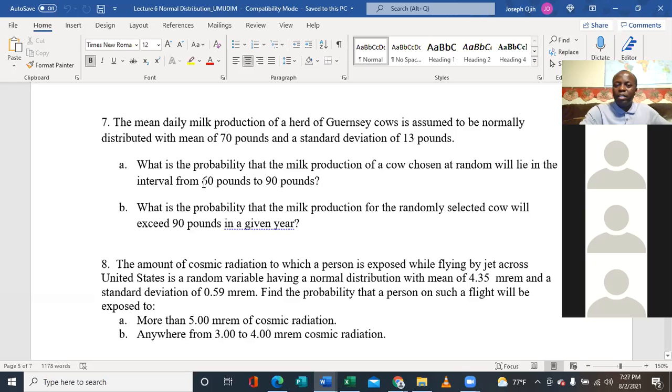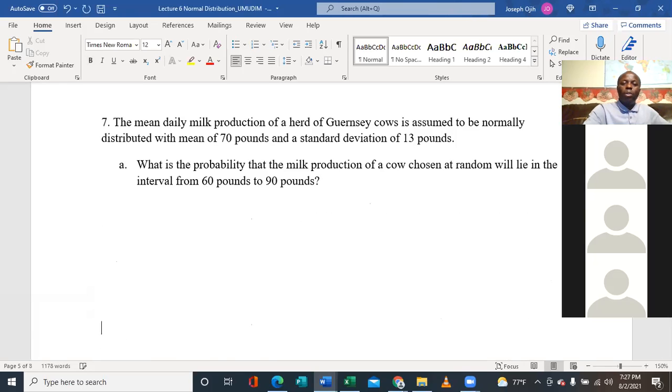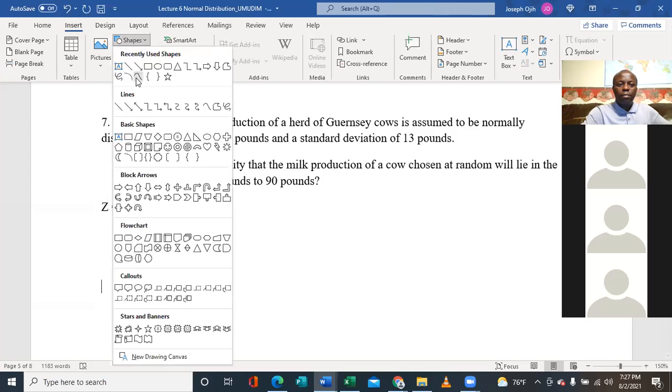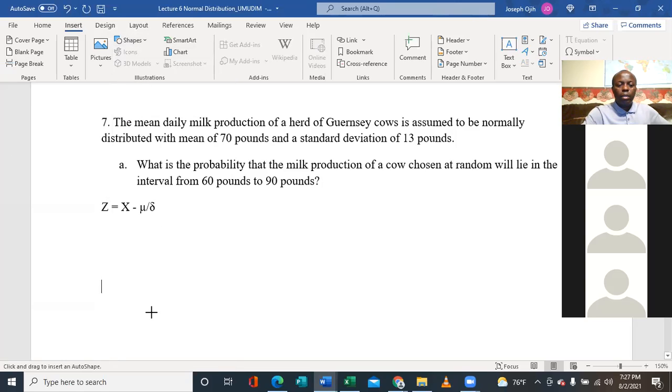So you have to transform this using your Z, and then you can draw the chart. The chart will not tell you what to do. But remember, you have to transform these two numbers using Z equals X minus mean, divided by standard deviation. So you have to transform 60 using this formula, then transform 90 using this formula. After that, you can draw a chart, and they say between the two of them.